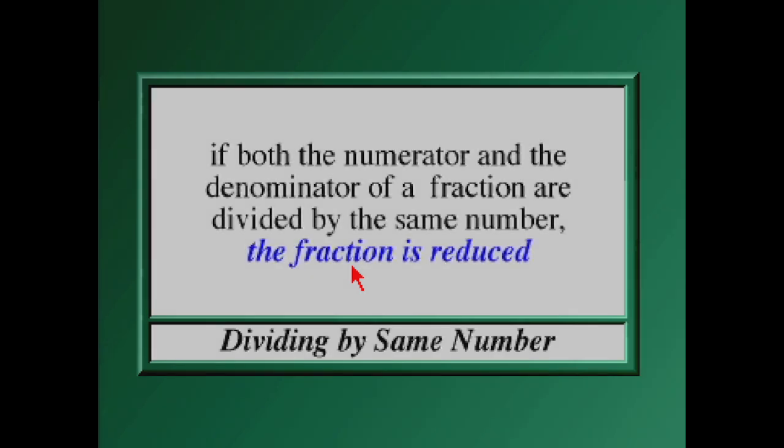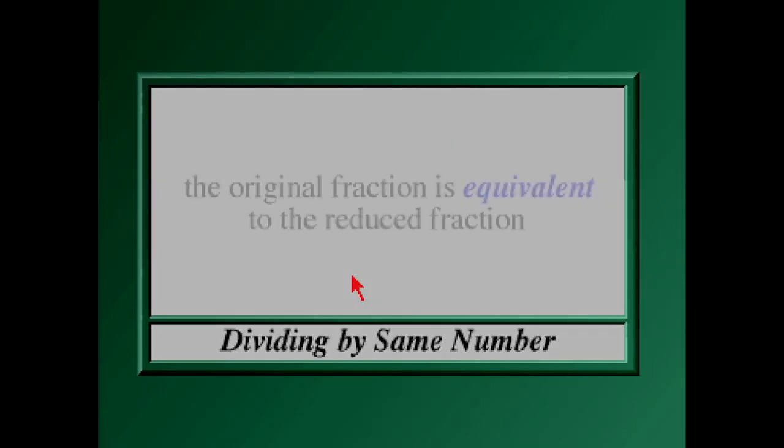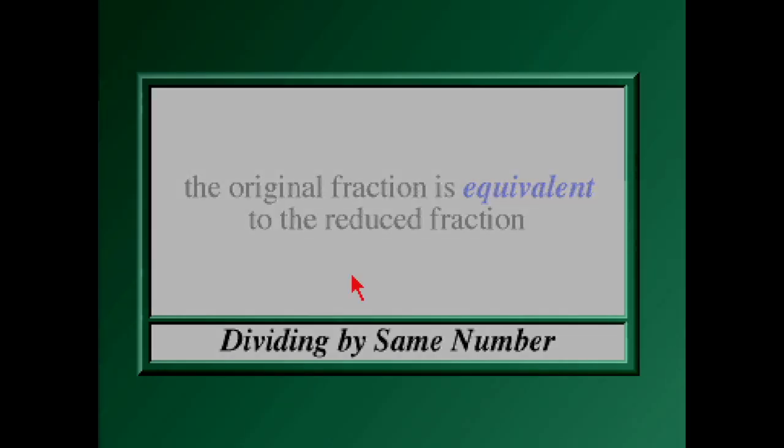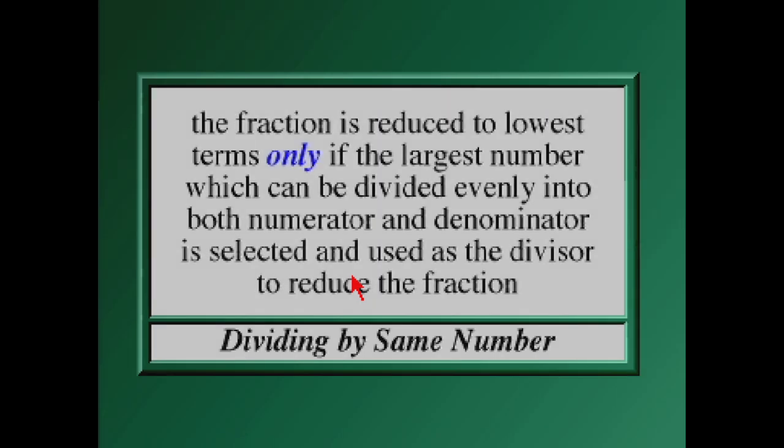If both the numerator and the denominator of a fraction are divided by the same number, the fraction is reduced. The original fraction is equivalent to the reduced fraction. However, the fraction is reduced to lowest terms only if the largest number which can be divided evenly into both numerator and denominator is selected and used as the divisor to reduce the fraction.